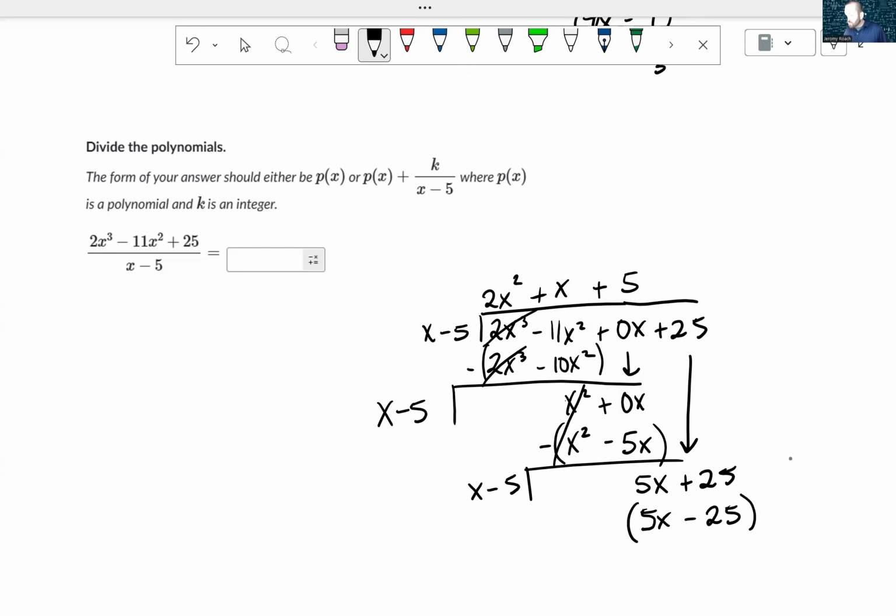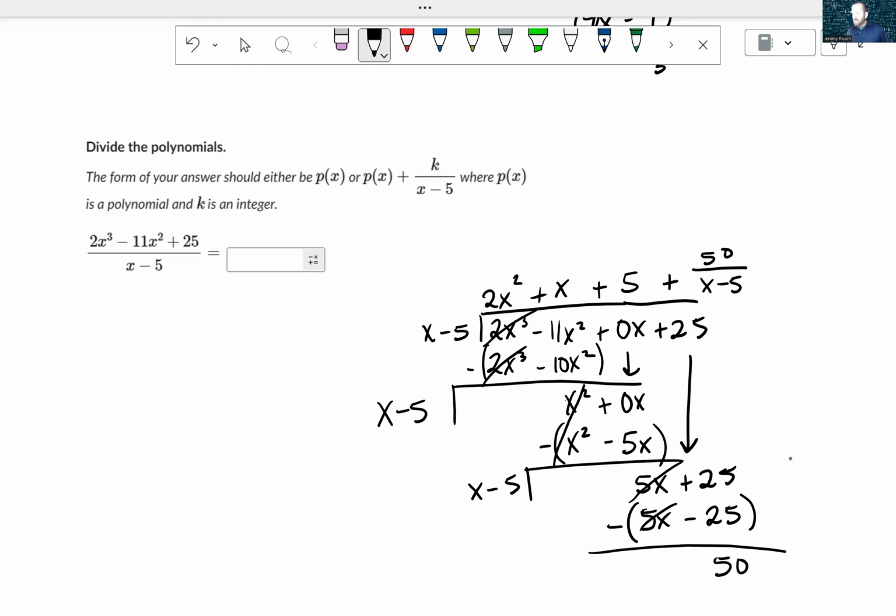Now you might be thinking, oh, we have no remainder here. But if we minus, that cancels those out, but that negative goes there, and we actually are left with positive 50 for our remainder. So our remainder is plus 50 over x minus 5. So we don't just write R50, we have to write it as a fraction like that.